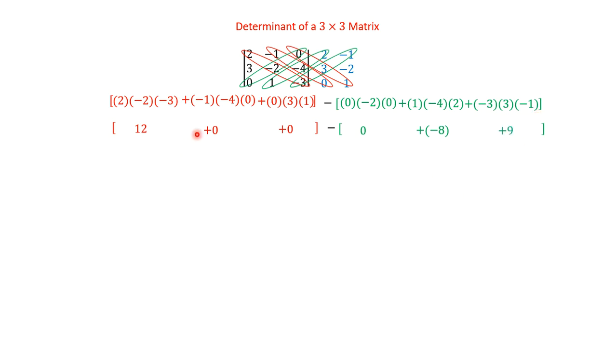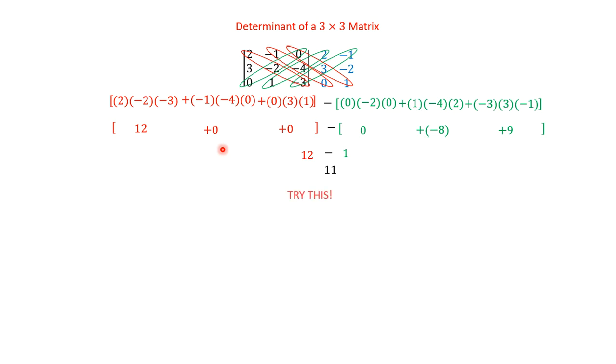And so adding these 3 up, this is a tough one. 12 plus 0 is just 12. Minus, add these 3. 0 plus negative 8 plus 9 is 1. So 12 minus 1 is 11. So is it kind of long and obnoxious? Sure. But all we're doing is multiplying and then adding or subtracting.